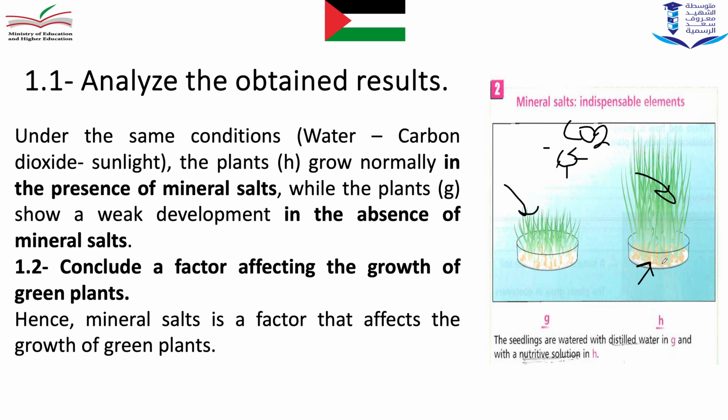So here we added mineral salts, but here we didn't add any mineral salts. Okay, so the plants H grow normally in the presence of mineral salts, while the plants G show a weak development in the absence of mineral salts. Conclude the factor affecting the growth: mineral salts.